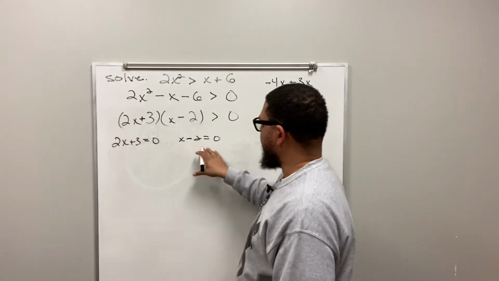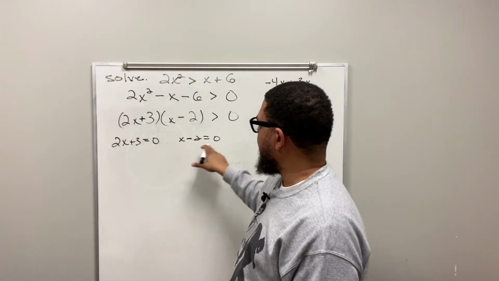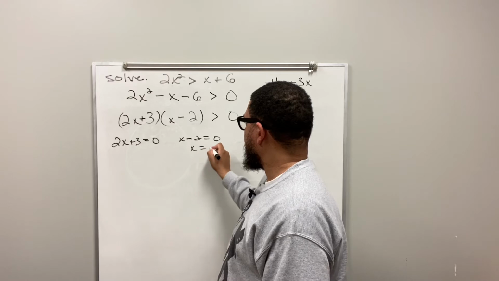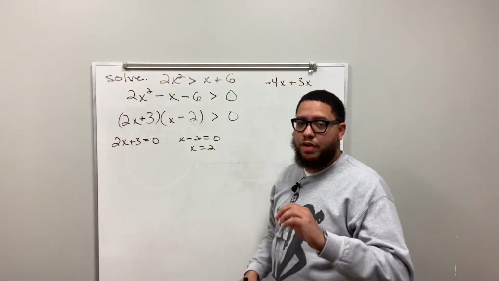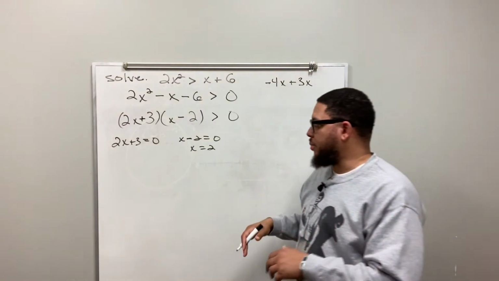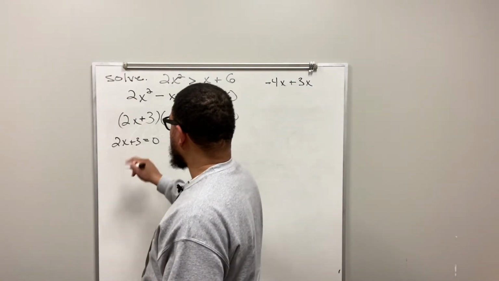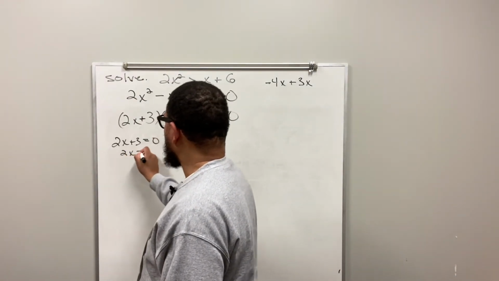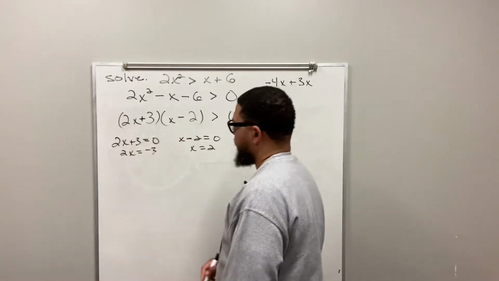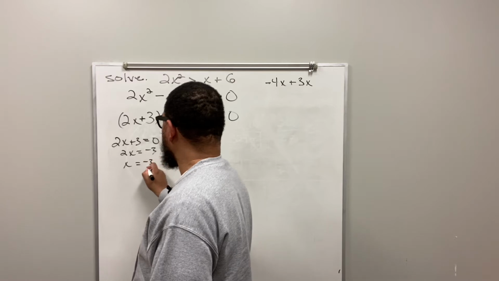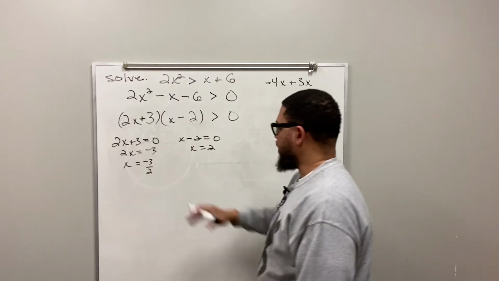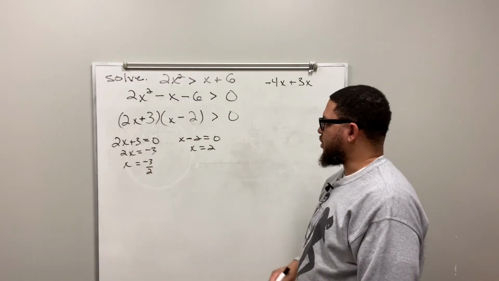Now, I'm going to do this real quick because this is easier. Add 2 to the left, add 2 to the right. So we got x equals 2. Okay? That's going to be one of my critical values or one of my boundary points on the number line. And then over here, 2x plus 3, I'm going to have 2x equals negative 3. And then after that, I'm going to divide by 2. I'm going to have x equals negative 3 halves. Right? So x is negative 3 halves, and x is positive 2.